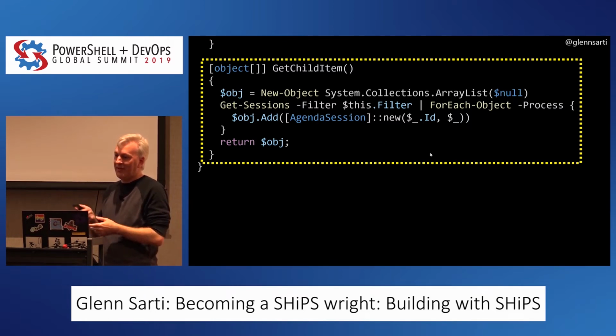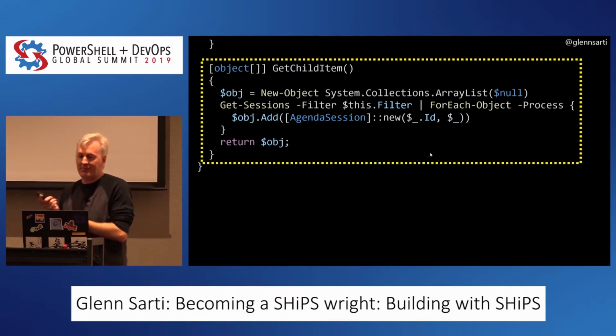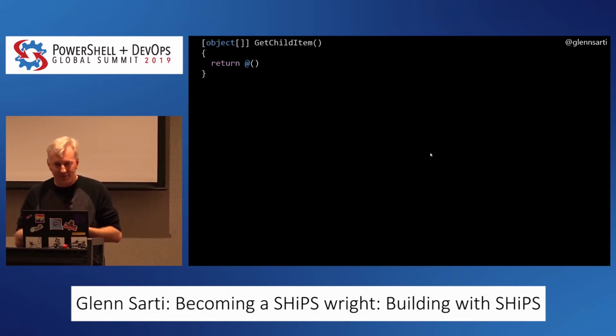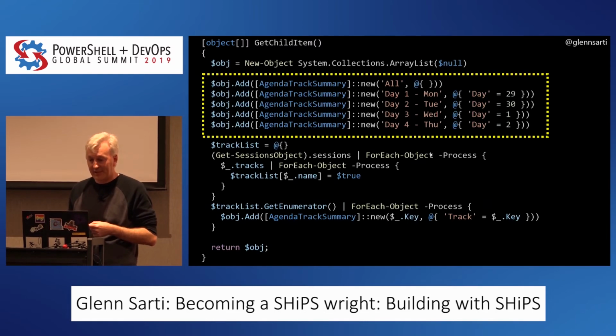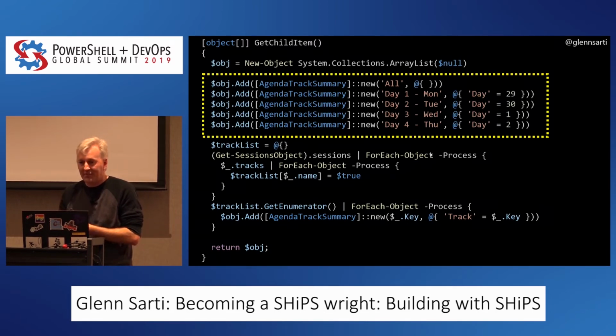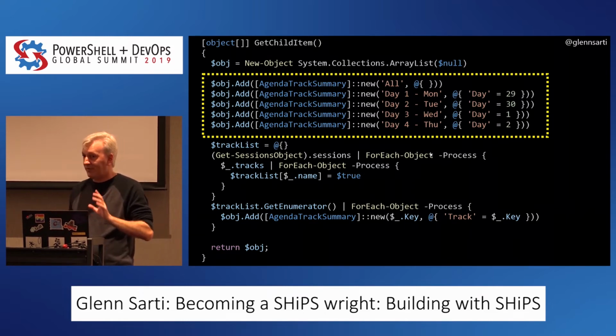Okay, so now we can modify the agenda directory to create all the summaries. So here's the old agenda get child item, nothing. And here's the new one. So the first part, which is highlighted, is somewhat straightforward. The agenda has 5 track summaries. The top one is called all, has an empty filter. All the sessions, day 1, Monday, has a filter of day equals 29 because it's the 29th of April. And day 2, etc. Fairly straightforward to follow. Yes, is the right answer? Verbal confirmation. Thank you.